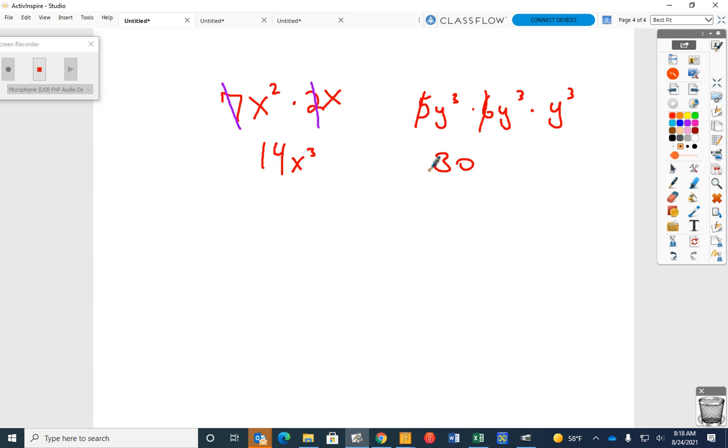Okay, now I have y to the third times y to the third times y to the third. Those are the same base, right? What do I do with those exponents? What's that going to be? 30y to the 9th. Okay? This is easy now, isn't it? Now that you have the hang of it, it's pretty simple. Okay?